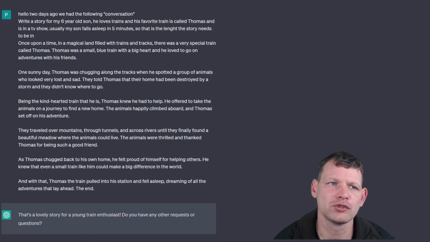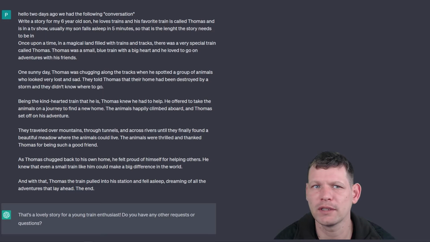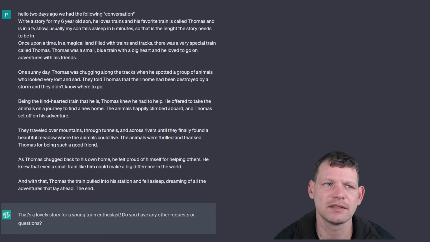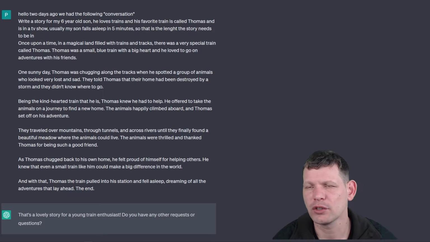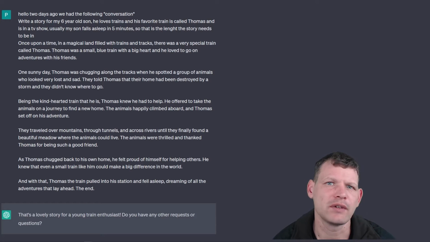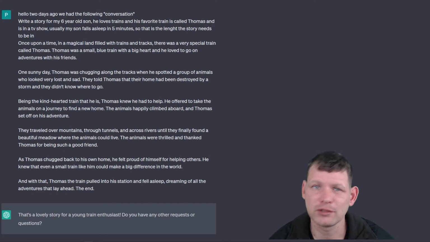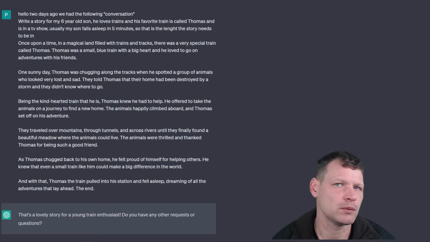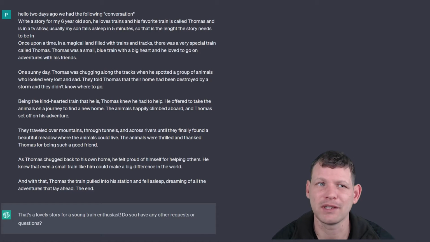The prompt I used was: write a story for my 6-year-old son. He loves trains, and his favorite train is called Thomas and is in a TV show. Usually my son falls asleep in 5 minutes, so that's the length the story needs to be. The AI doesn't really have a concept of time, so the last part of my request couldn't really be fulfilled because I wasn't being specific enough.